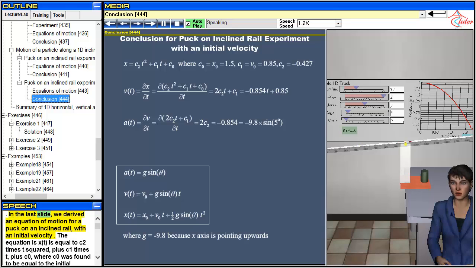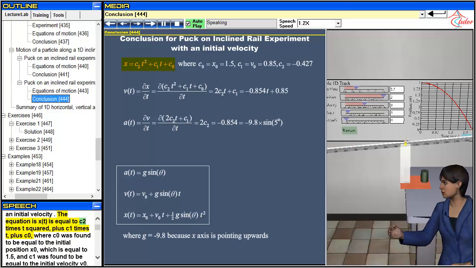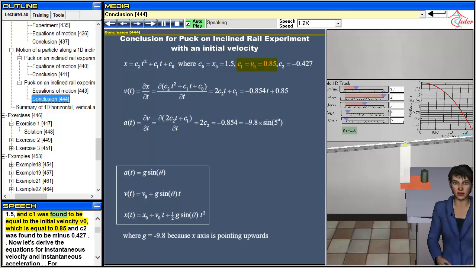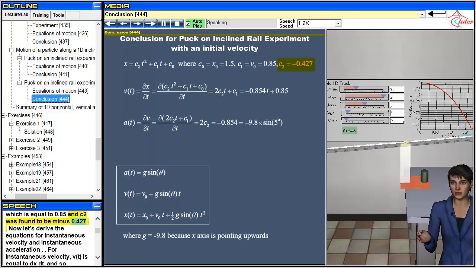In the last slide, we derived an equation of motion for a puck on an inclined rail, with an initial velocity. The equation is x of t is equal to c2 times t squared, plus c1 times t, plus c0. Where c0 was found to be equal to the initial position x0, which is equal to 1.5. And c1 was found to be equal to the initial velocity v0, which is equal to 0.85. And c2 was found to be minus 0.427.